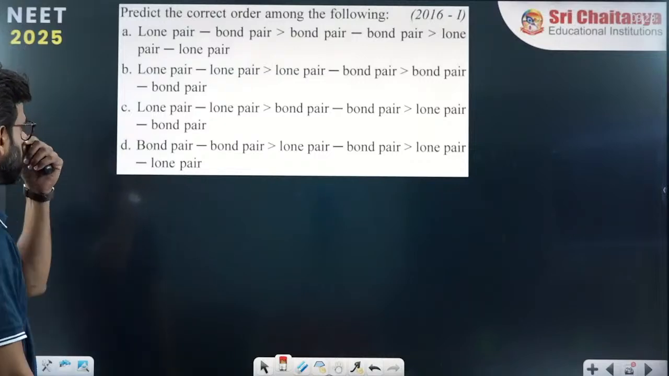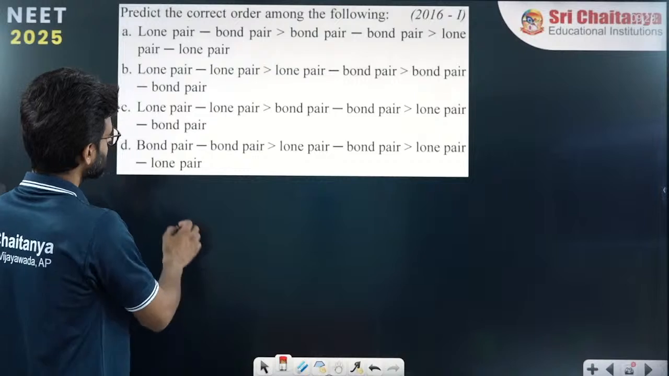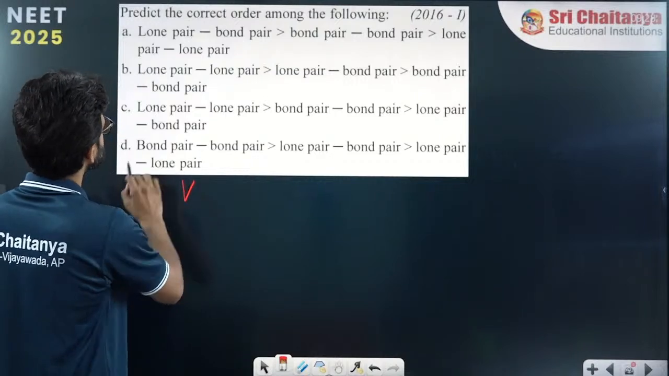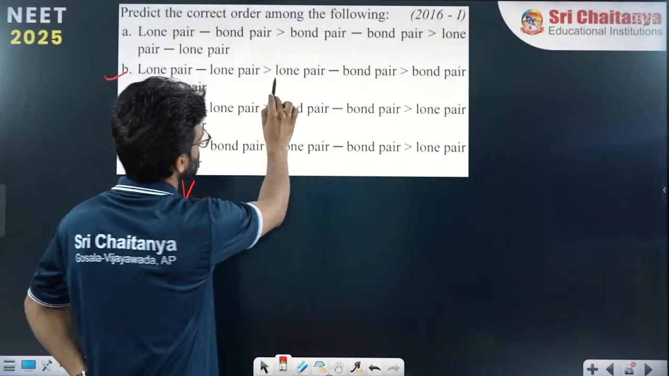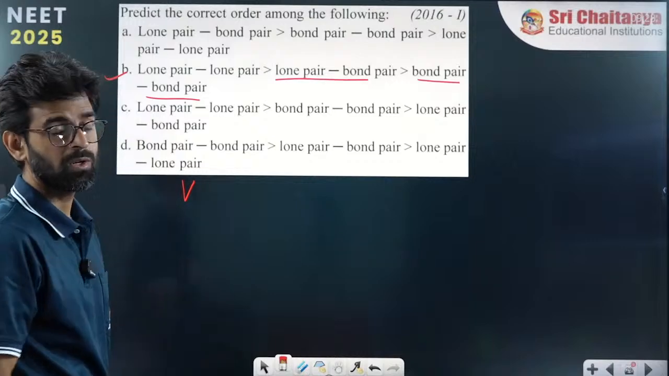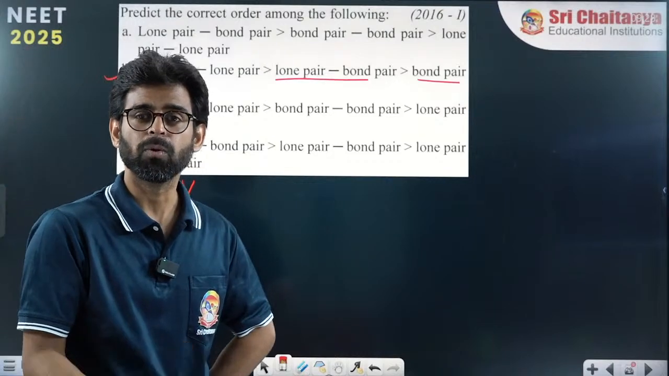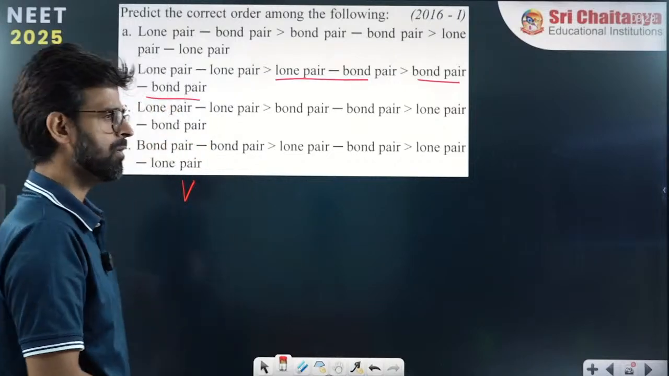Predict the correct repulsion order. In the VSEPR theory, it's very clearly given that lone pair-lone pair repulsion is highest, then lone pair-bond pair, and then bond pair-bond pair. Easy to find. Lone pairs repel each other more, then lone pair with bond pair, and then bond pair with bond pair.